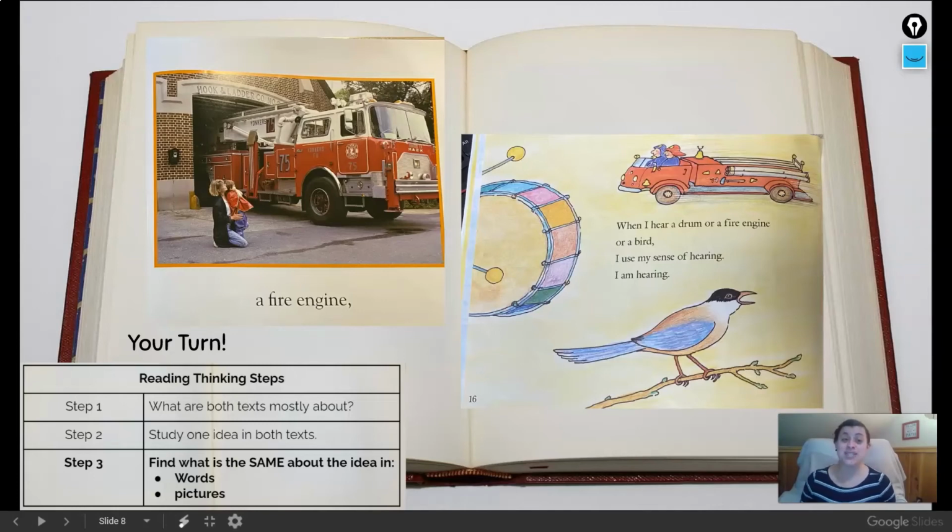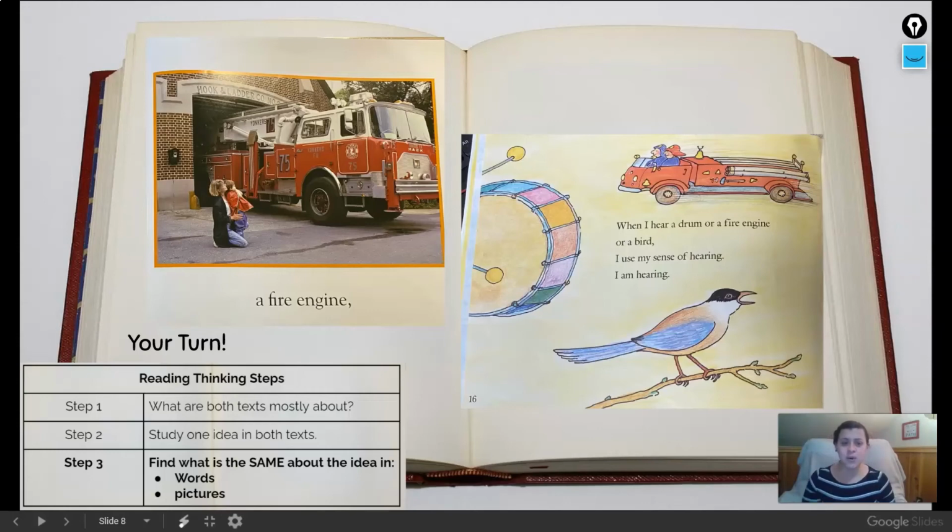Did you say that you see a fire engine, a drum, a bird, and also a fire engine on this page? I noticed that both pages have fire engines. I also know fire engines can be loud when they have their sirens. And I've learned from my five senses that I use my ears to hear. When fire engines go by and it's loud, I cover my ears because I can hear them.